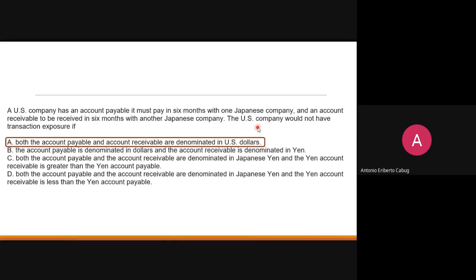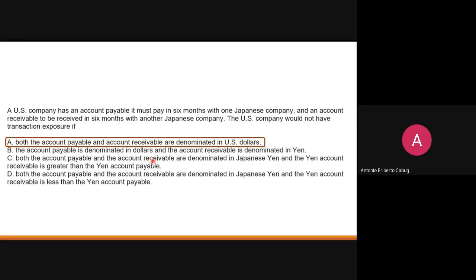That being the case, both AP and AR are denominated in US dollars. Whatever the exchange rate between the dollar and the yen is, it doesn't matter because the AR and the AP are denominated in US dollars. May utang tayo kay Japanese company. Amerikano tayo ha. We are Americans. We're indebted to a Japanese company and another Japanese company owes us something.